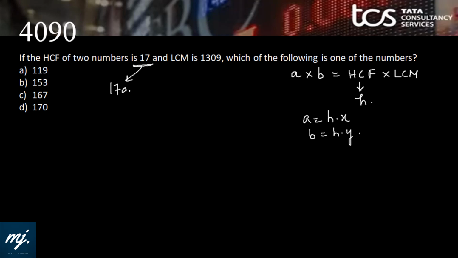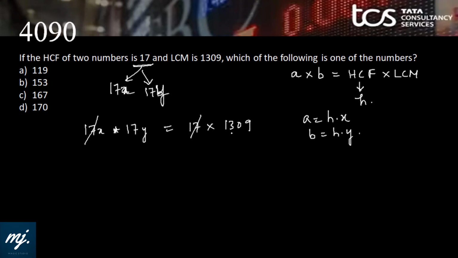HCF of two numbers is 17. Let the two numbers be 17x and 17y. And LCM is 1309. Then which of the following is one of the numbers? We know that the product of the two numbers, that is 17x into 17y, should be equal to HCF into LCM.